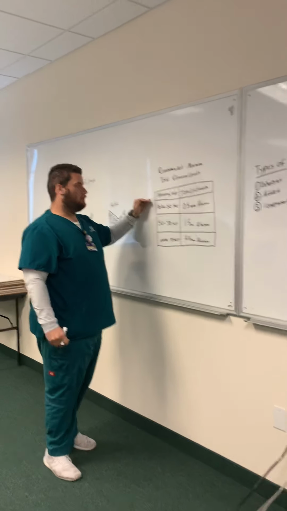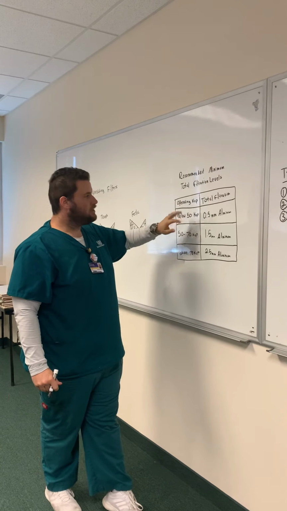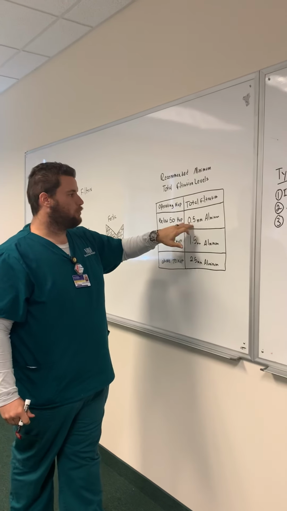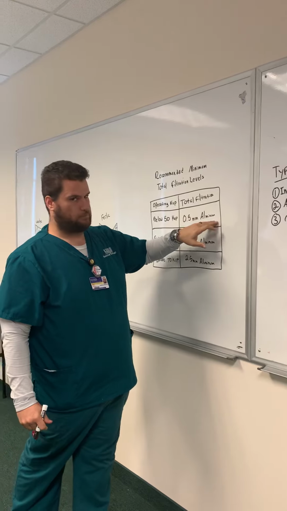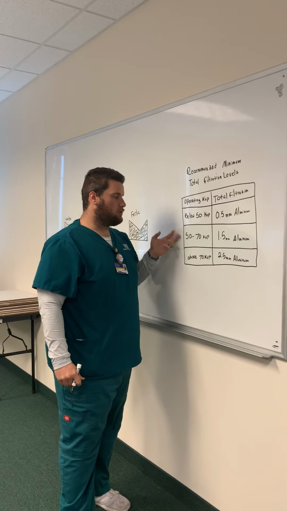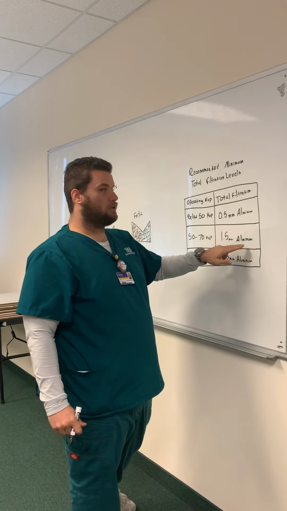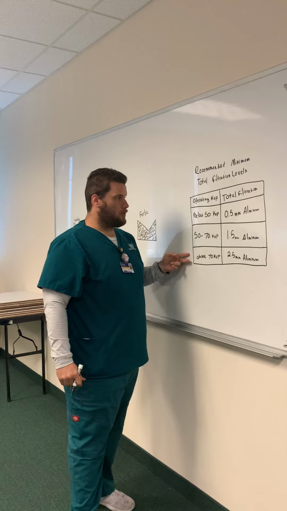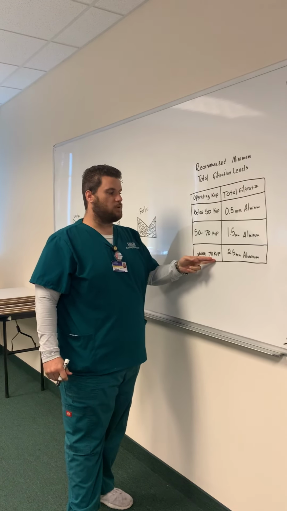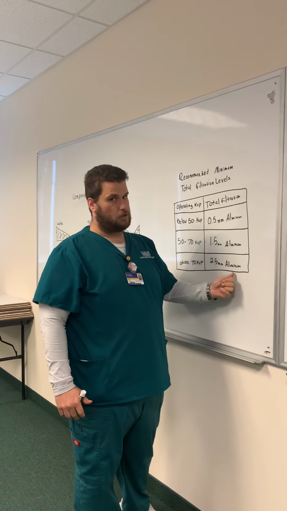Any operating kVp below 50 should have 0.5 millimeters of aluminum. Anything operating between 50 kVp and 70 kVp needs to have 1.5 millimeters of aluminum. Anything operating above 70 kVp needs to be at 2.5 millimeters of aluminum.